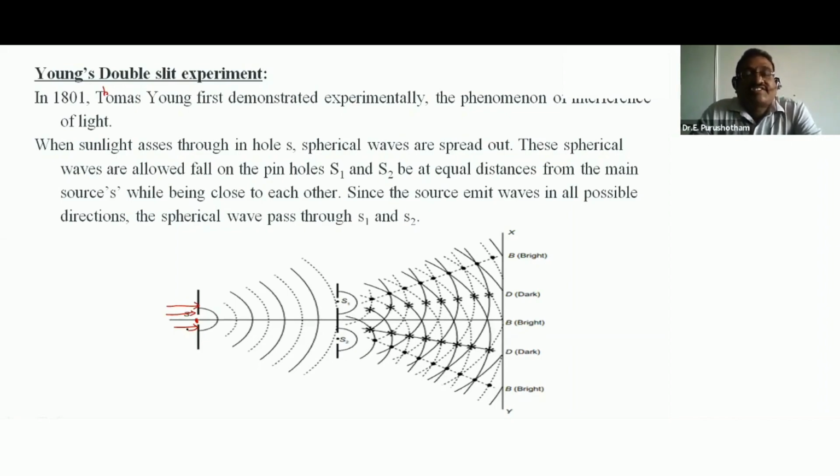So spherical waves are spread out. You see here, these are the spherical waves. These spherical waves are allowed to fall on the S1, S2 slits. You can observe in the figure. These spherical waves also spread out from pinholes S1 and S2.